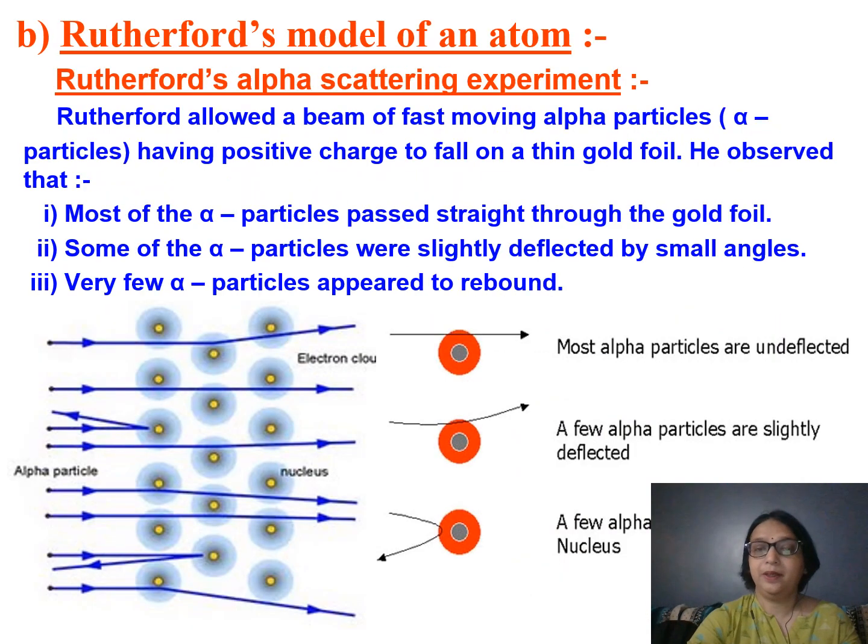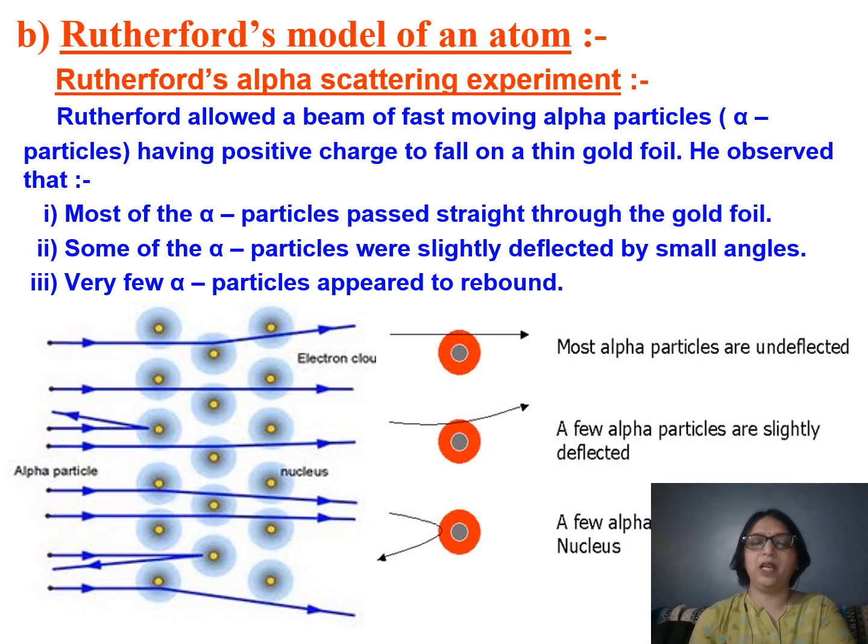After all, this plum pudding model was discarded. All scientists said it was not possible. So, Rutherford gave a model. This is known as Rutherford's alpha scattering experiment. As per Rutherford's alpha scattering experiment, Rutherford allowed a beam of fast moving alpha particles having positive charge to fall on a thin gold foil.